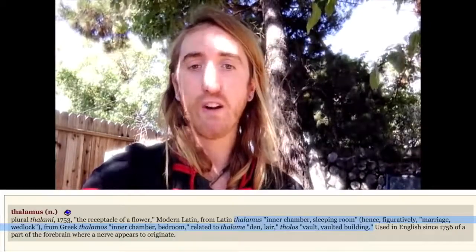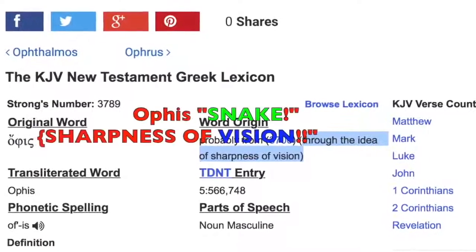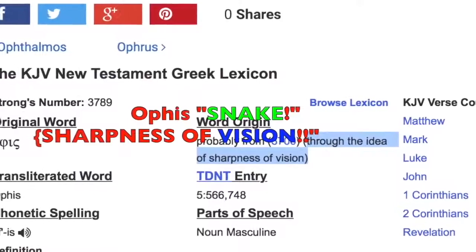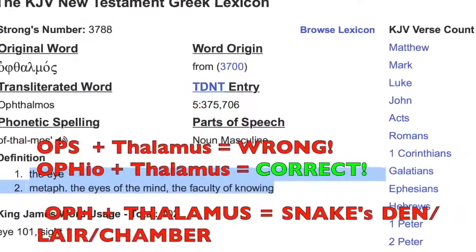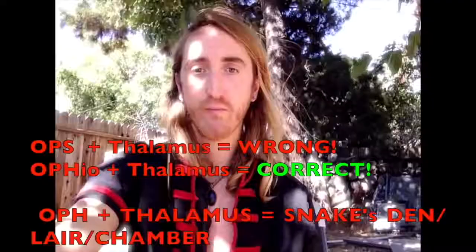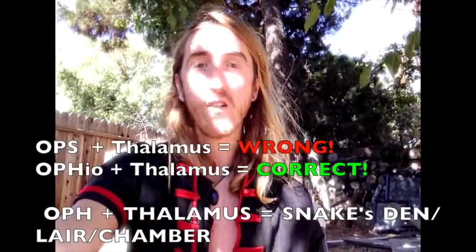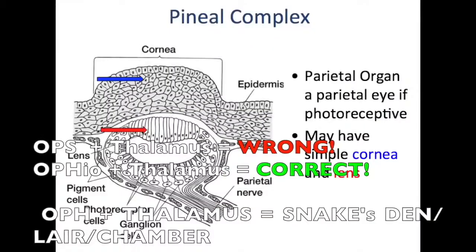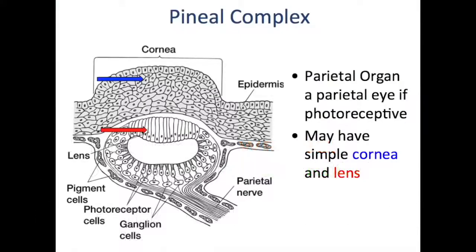The prefix, the word-forming element ophi, O-P-H-I, however, refers to a serpent or snake. So look at the word again. It's ophthalmos, not ophthalmos. From the point of view of biological evolution, the pineal gland represents a kind of atrophied photoreceptor, which means a receiver of light.